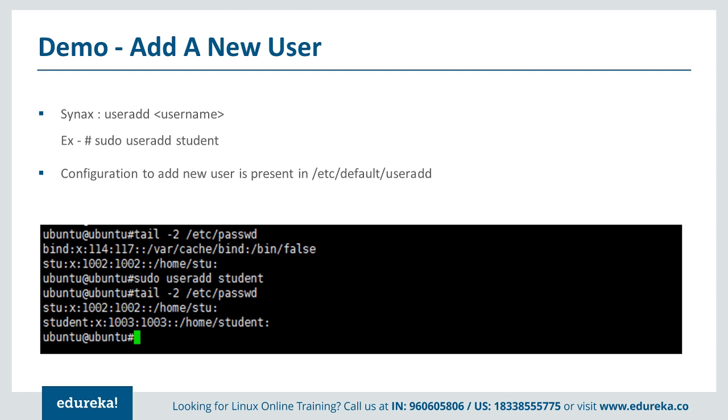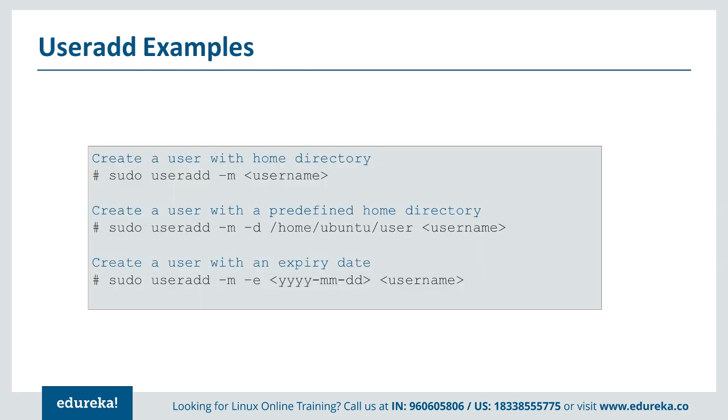Now if I run the same command again, the last two lines of /etc/passwd, I can see there is a new line, student, which has got a new user ID, a new group ID, and a new home of its own. So this is an example of how you can use the useradd command. Simply do useradd and the username. Just prepend sudo to it. If you're not logged in as the root user, always prepend sudo.